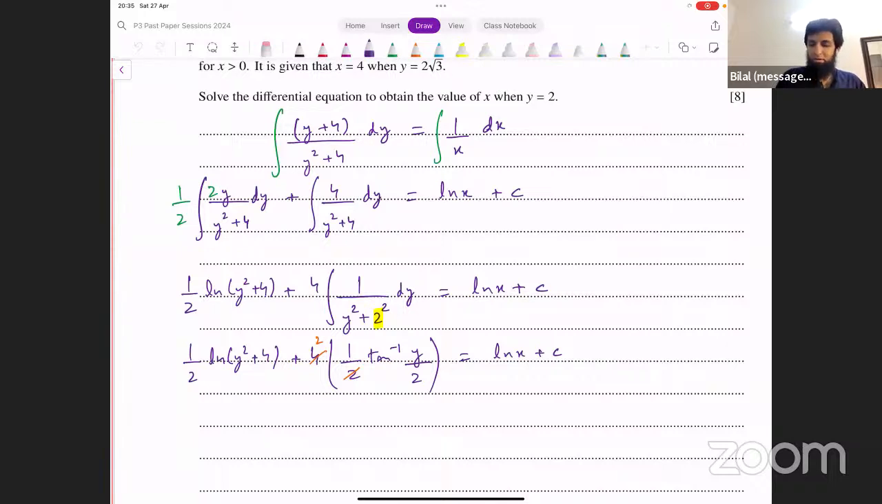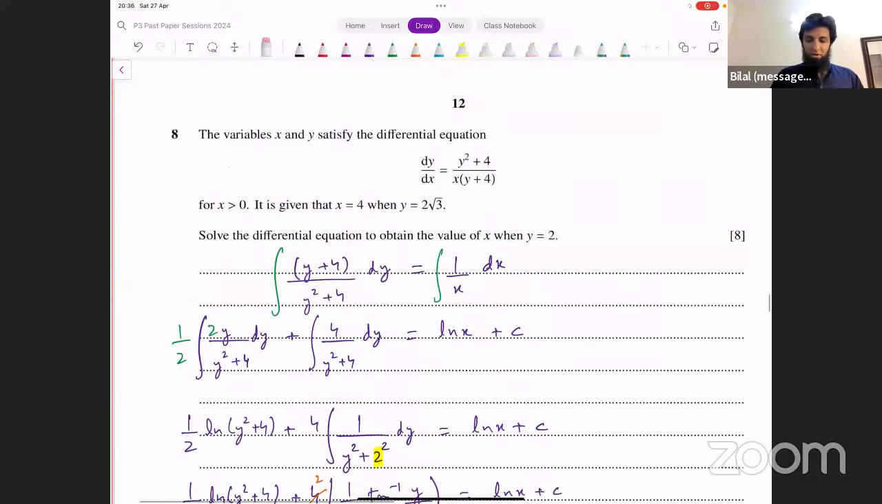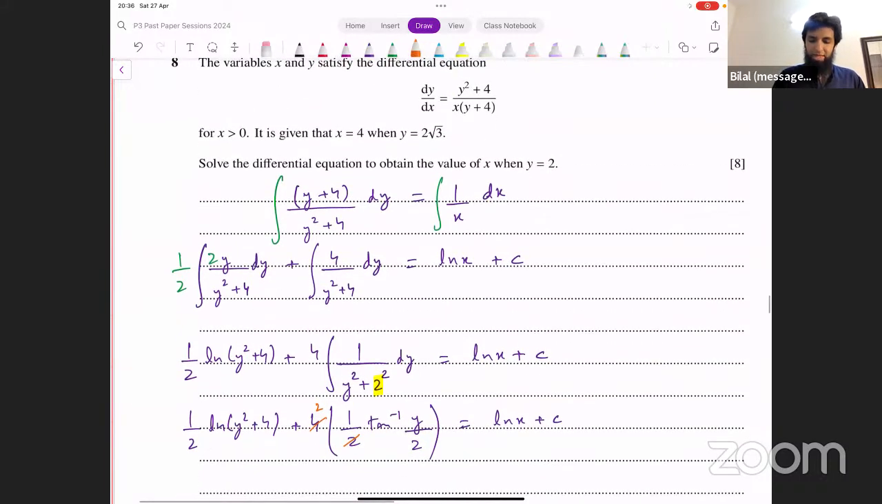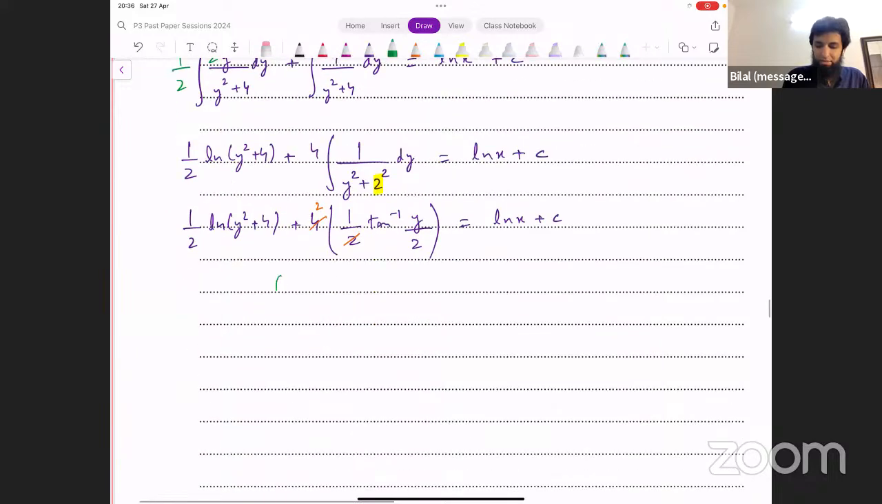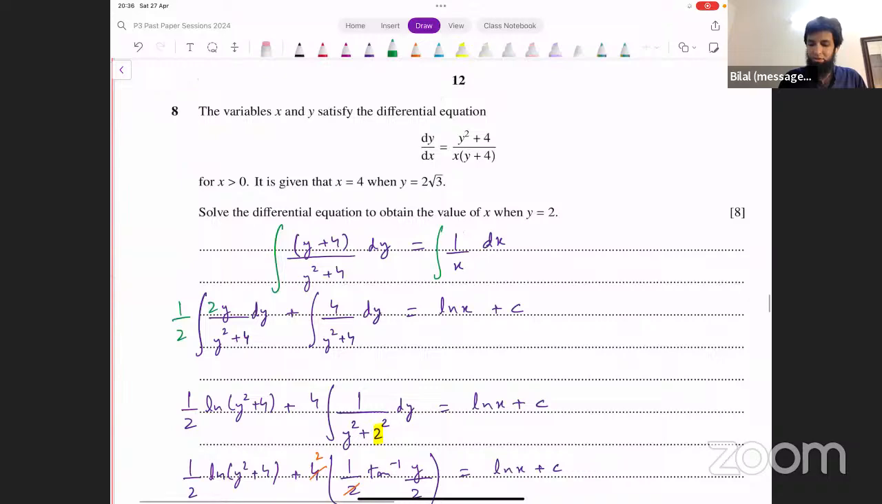Fardeen, y square minus 4 is y plus 2 into y minus 2. Y square plus 4 cannot be factorized. A square, it's a square minus b square, not a square plus b square, okay? All right. Now, let's find the value of c. Let's put x equals 4 and y equals 2 under root 3.